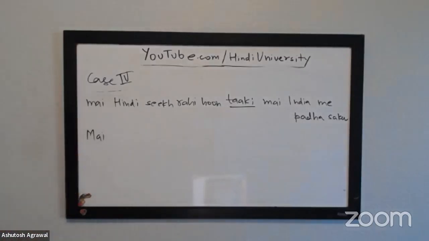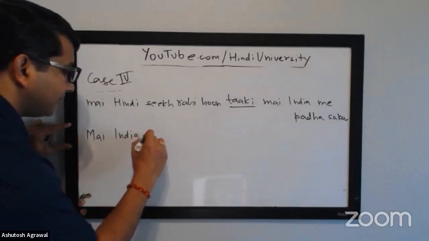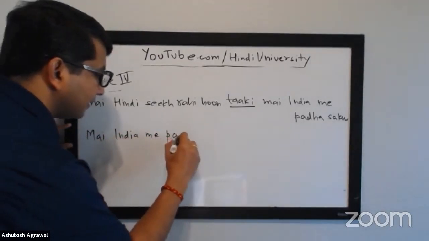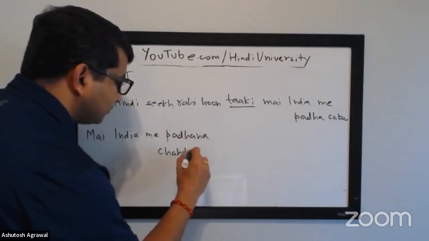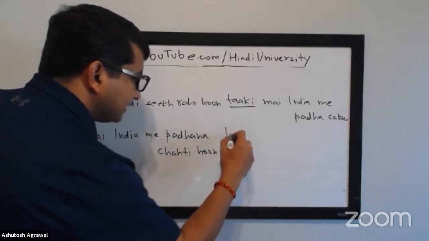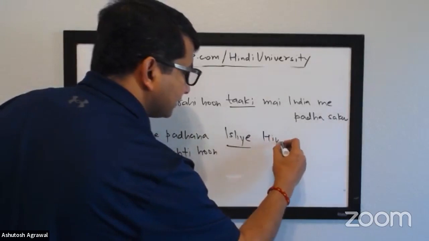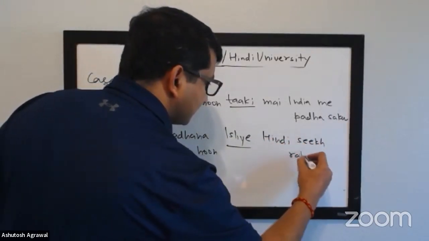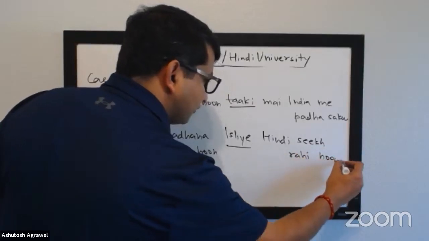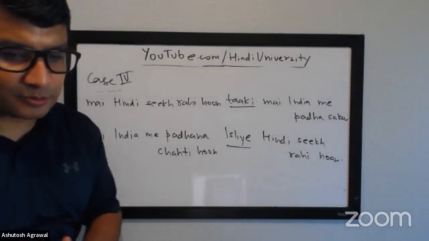And the second one was basically what did I say? इसलिए मैं हिंदी सीख रही हूँ. Okay, मैं इंडिया में पढ़ाना चाहती हूँ इसलिए मैं हिंदी सीख रही हूँ. If you look at these two sentences a few times, it'll start making sense to you.